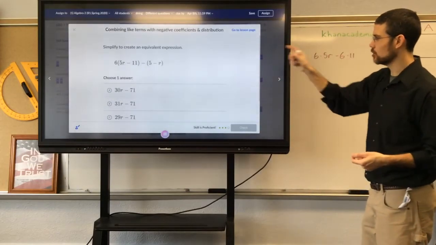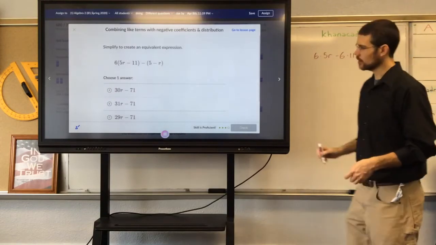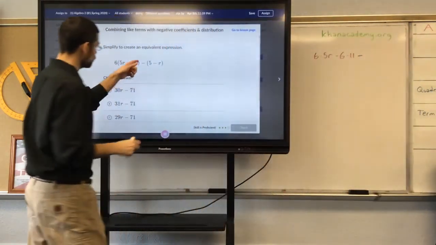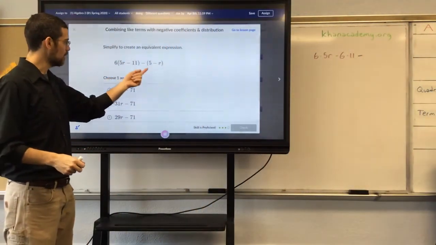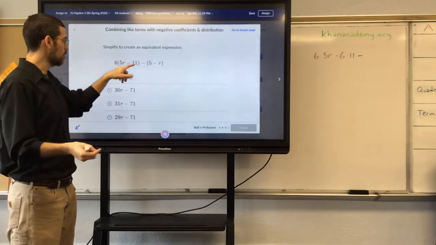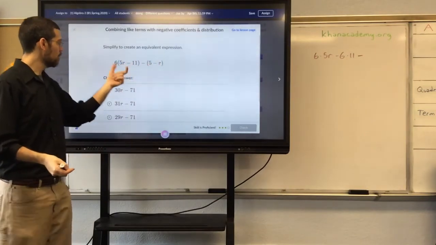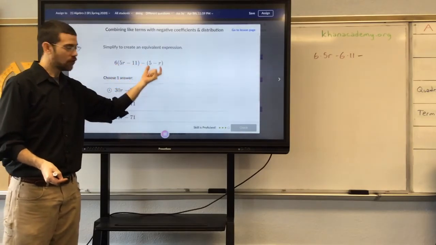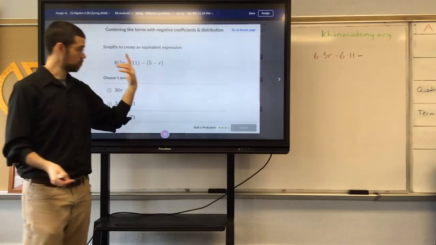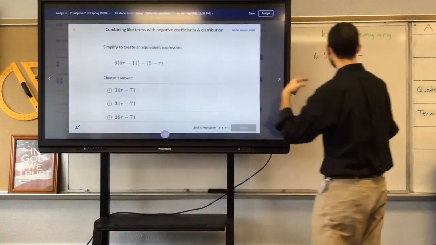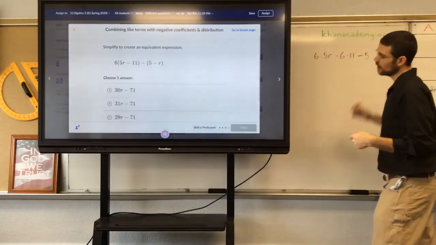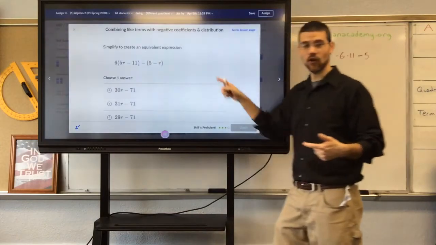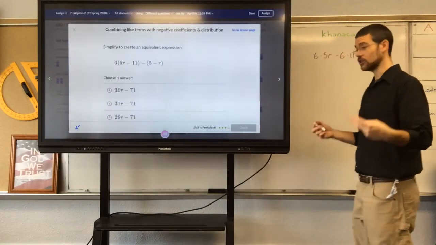Then we're going to subtract. Now look at this. This is interesting. We're subtracting everything in the parentheses. There's a hidden 1 here. We're subtracting 1 of these. We had 6 of this group of things. We have 1 of that group, and we're taking them away. Okay? So we're taking away the 5, subtract 5, and we're taking away negative r. Subtracting a negative is addition.